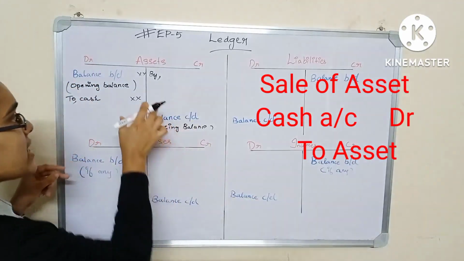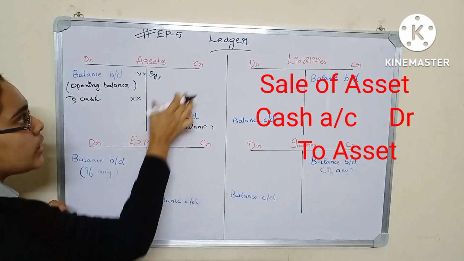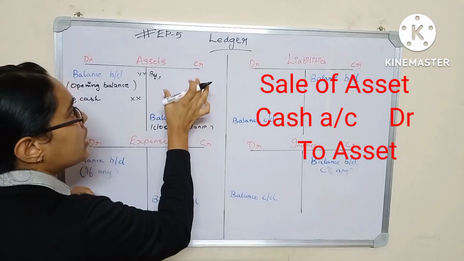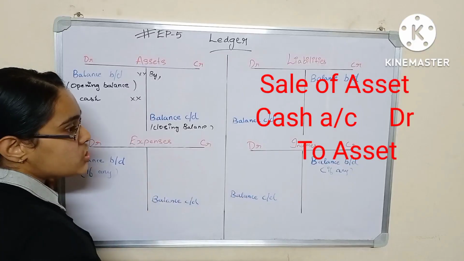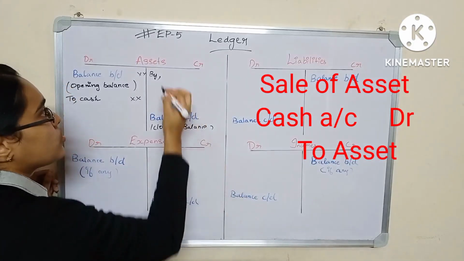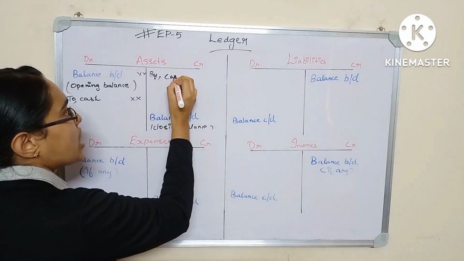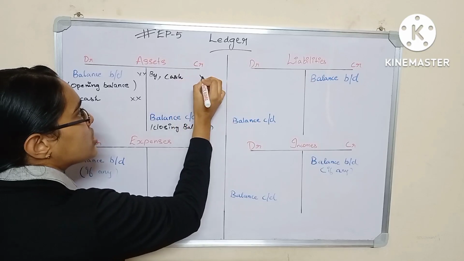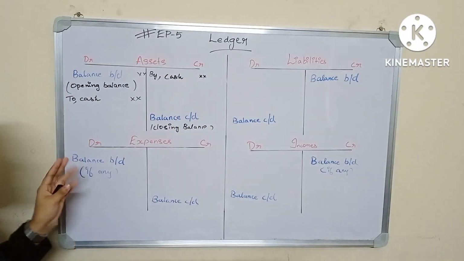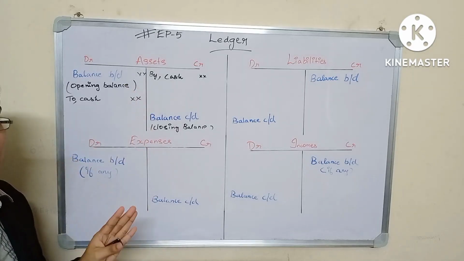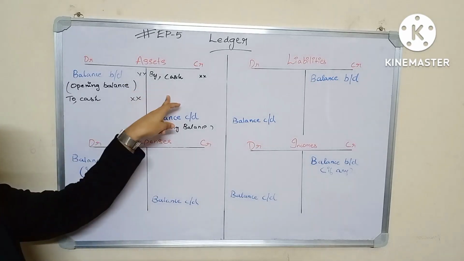So you will go to the asset account. You have credited it, so you will go to the credit side of the account and write the other aspect, which is that you have exchanged asset for cash. So you will write "By cash account", and you will write the amount. This is how you will post the entries in the assets account.